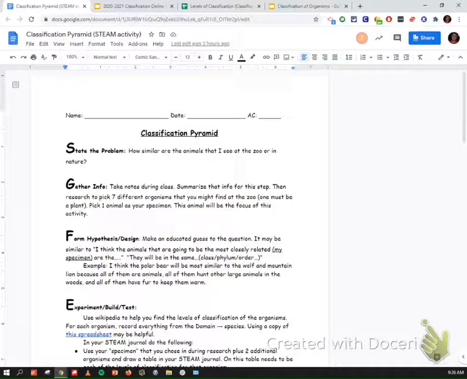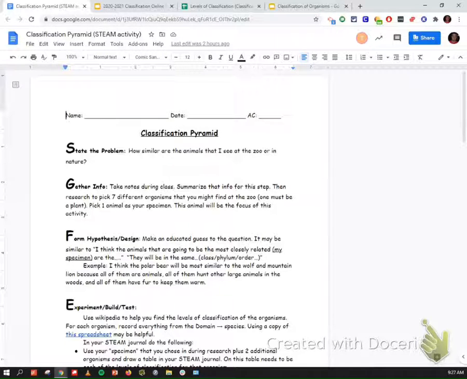Okay, so we've got our classification pyramid activity. This is a STEAM activity. So you need your composition notebook out. You need to update your table of contents. I would write classification pyramid activity and then maybe put SG Fear or STEAM in parentheses after it to let you know that this is one of those.